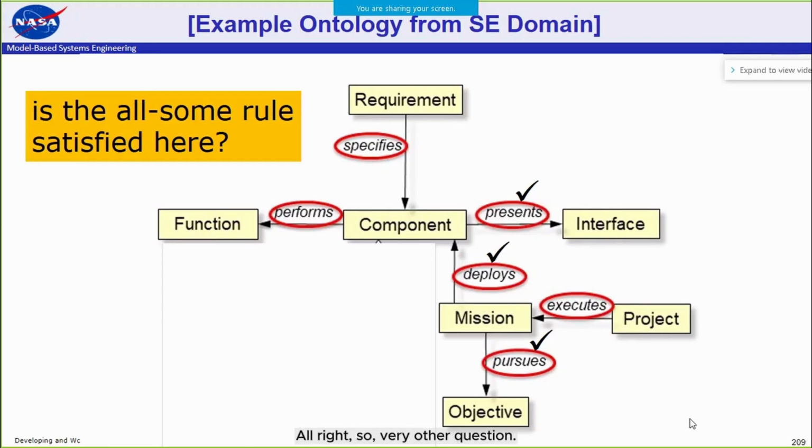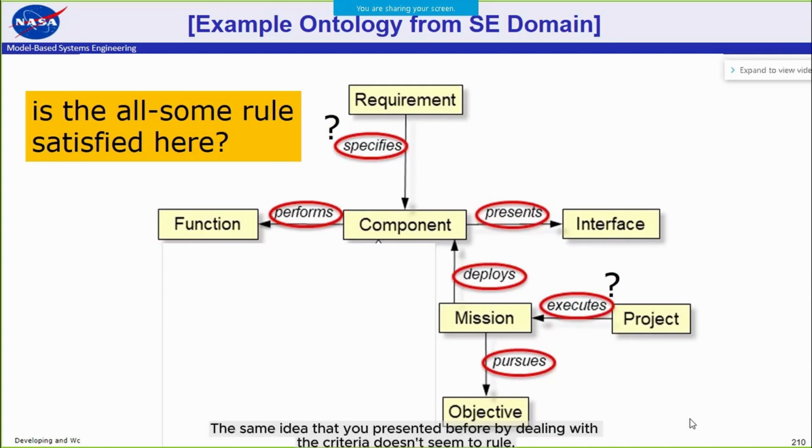All right, so Barry, I have a question. Doesn't this rule mean you could have a mission with multiple objectives, but not all of them necessarily pursued? Okay, but remember, the all-some rule says all some. So every mission must have some objective, not necessarily one unique objective. So I think that answers your case, does it not?